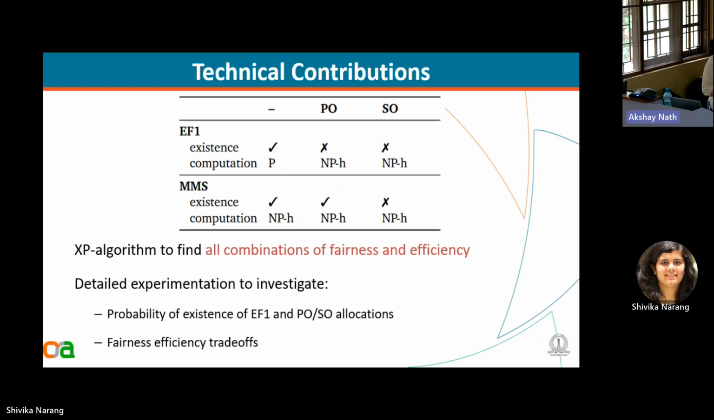And just to recap, we have looked at the existence and computation of these different combinations of fairness and efficiency. And given one algorithm, this is an XP algorithm, which finds all these combinations of fairness and efficiency, we use that to do a bunch of experiments, right?